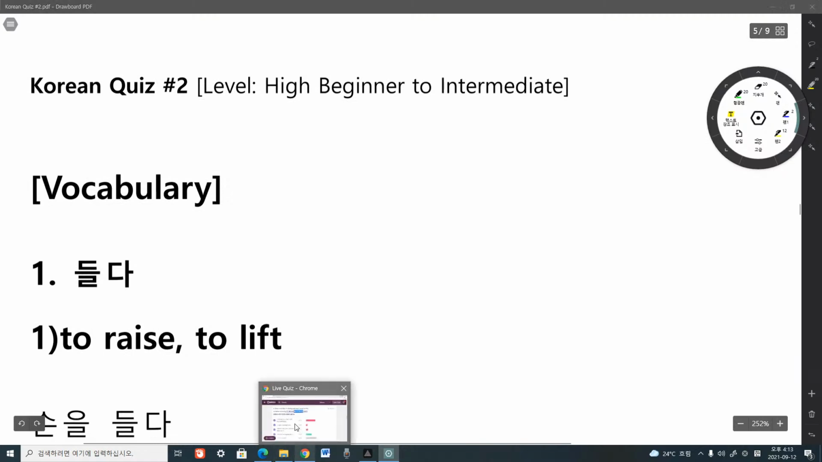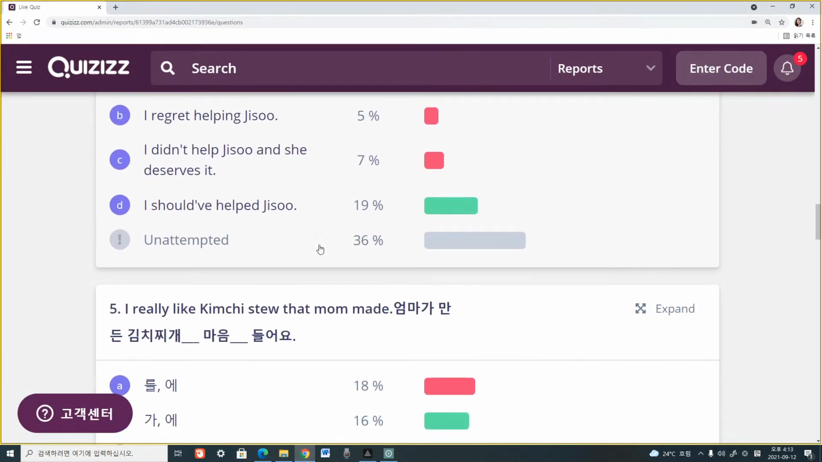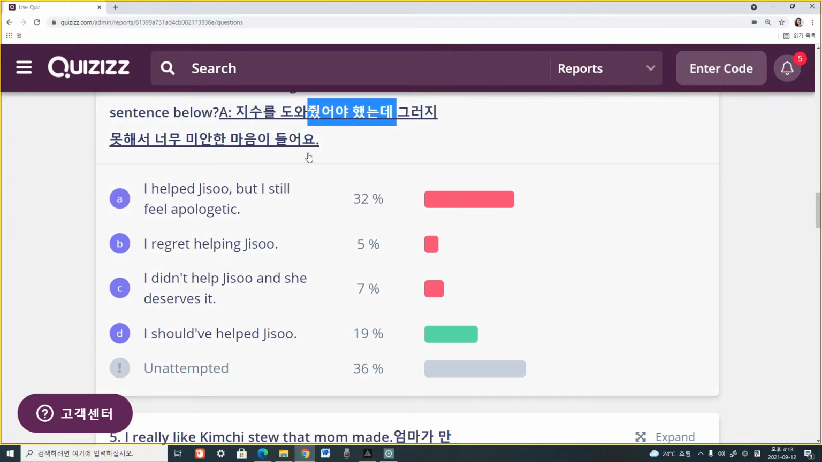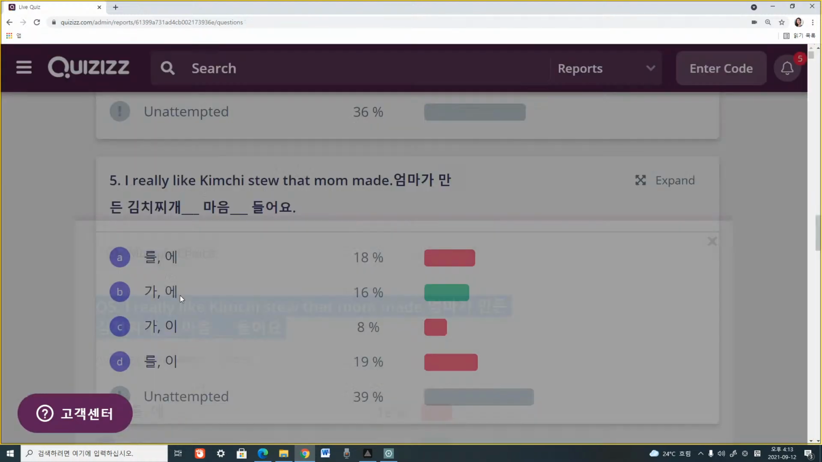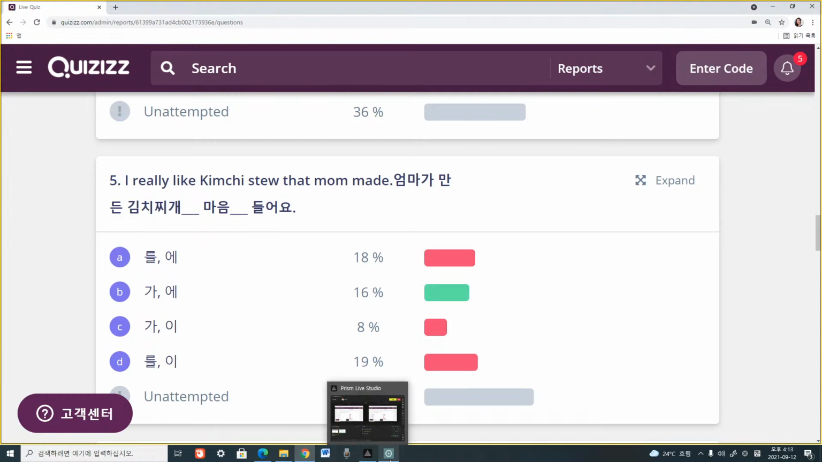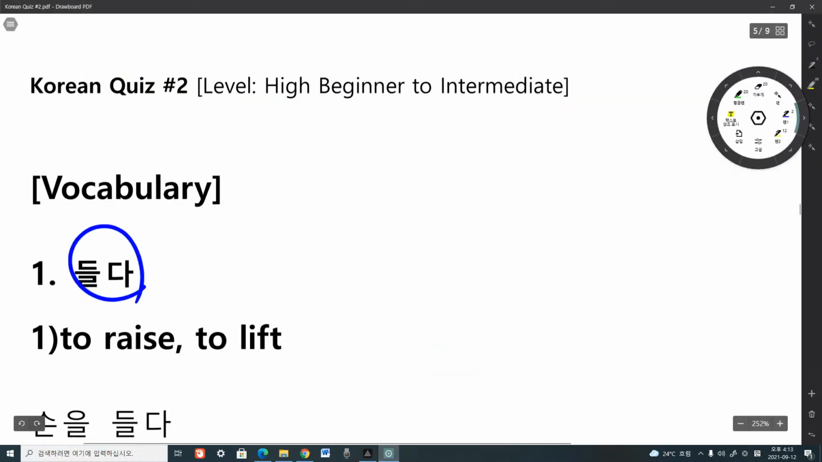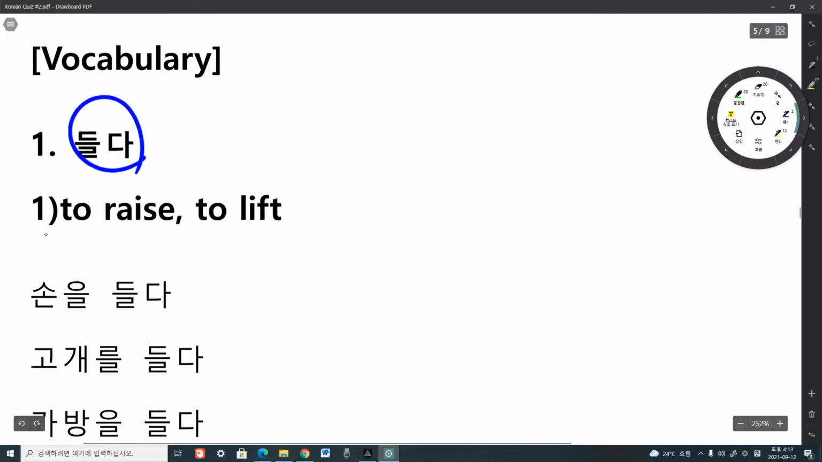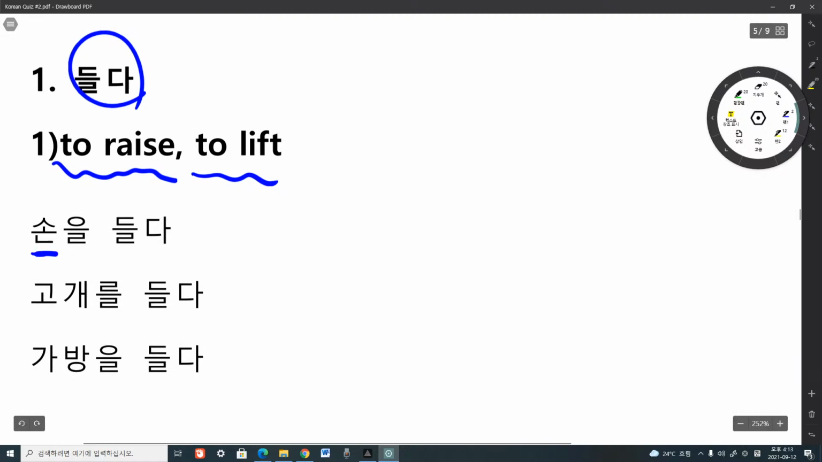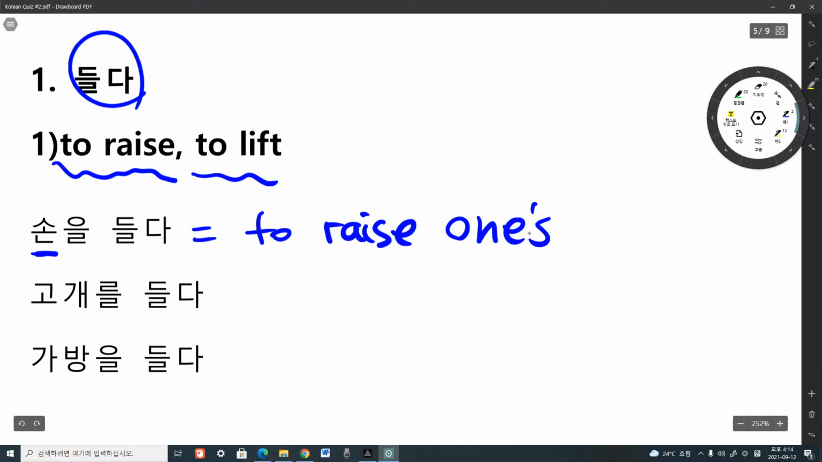그 다음에 so 마음이 들다. So before we learn 마음이 들다 and also 마음에 들다, which was in the next question, I think we first have to go over what 들다 means, the basic meaning it has. So 들다's first basic meaning is to raise and to lift something, like to physically lift something. So 손을 들다, 손 means hand, so you guys definitely know what this means. 손을 들다, to raise one's hand.